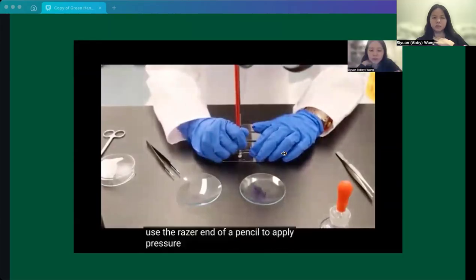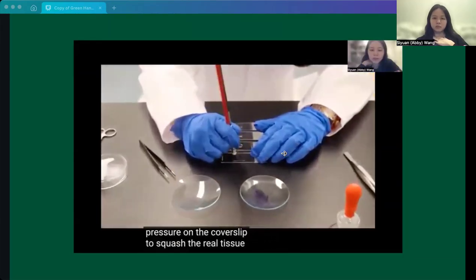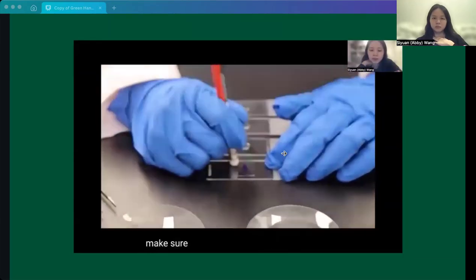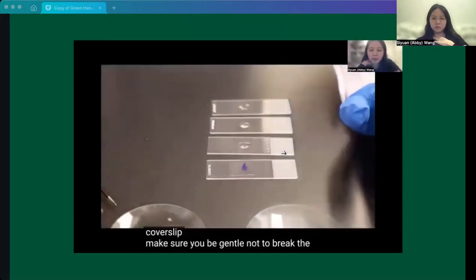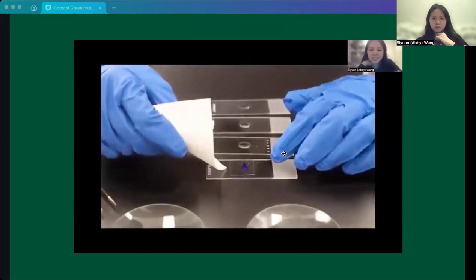Use the razor end of the pencil to apply pressure on the cover slip to squash the root tissue. Make sure you're gentle not to break the cover slip.